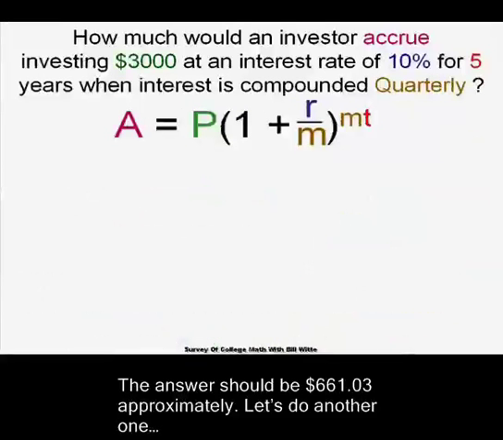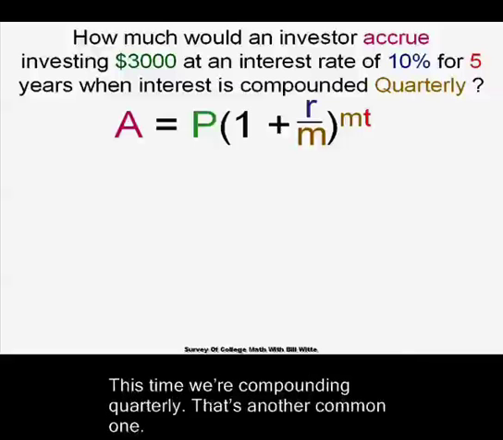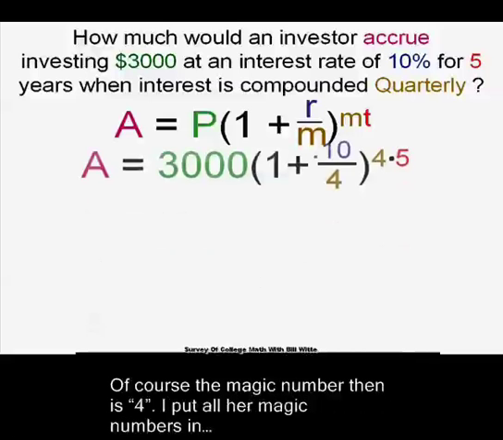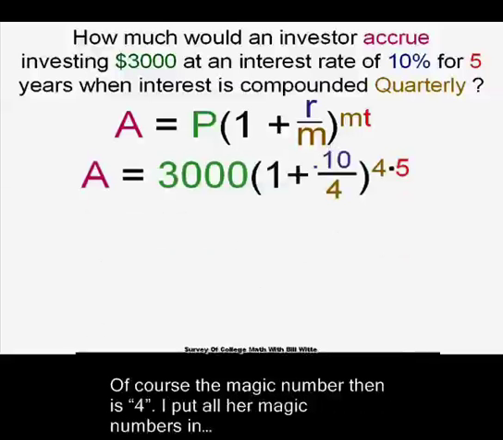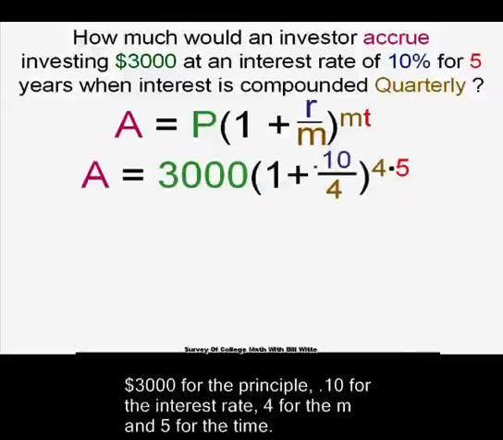Let's do another one. How much would an investor accrue investing $3,000, this is a one-shot deal, at an interest rate of 10% for 5 years, when this time we're going to be compounded quarterly? That's another common one. Things are compounded quarterly. Of course, the magic number there is 4. We put all our magic numbers in. 3,000 for the principal, 0.10 for the interest rate, and 4 for the M, and 5 for the time.